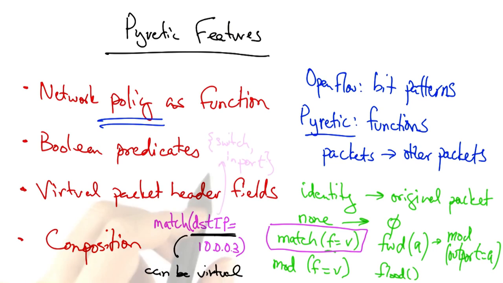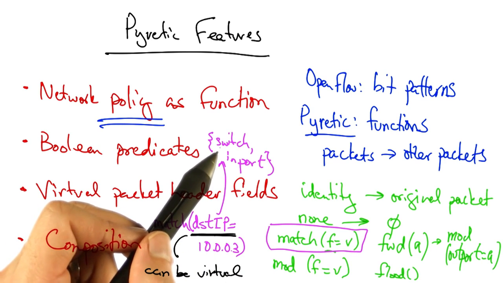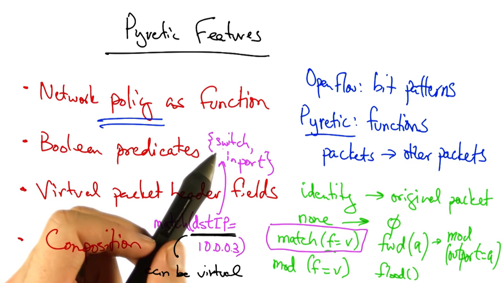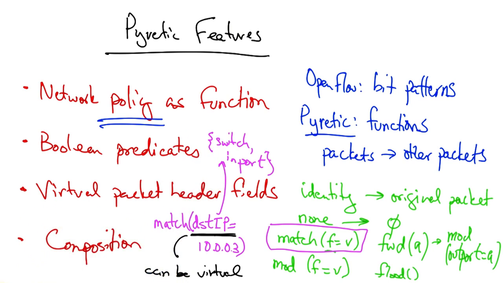For example, we could provide a match statement based on a switch, indicating that we only want to return packets that are located at a particular switch, or on the input port, indicating that we only want to see packets whose attributes match a particular input port. The match function matches on this packet metadata, and the mod function can modify this metadata.